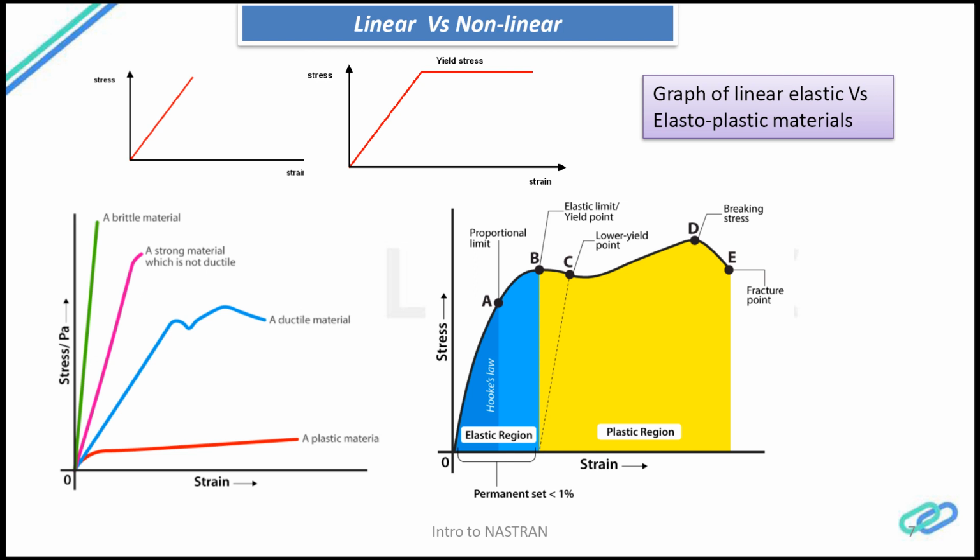So that is the concept behind how the material behaves. And this lower yield point will correspond to the permanent set. Permanent set is the permanent deformation.